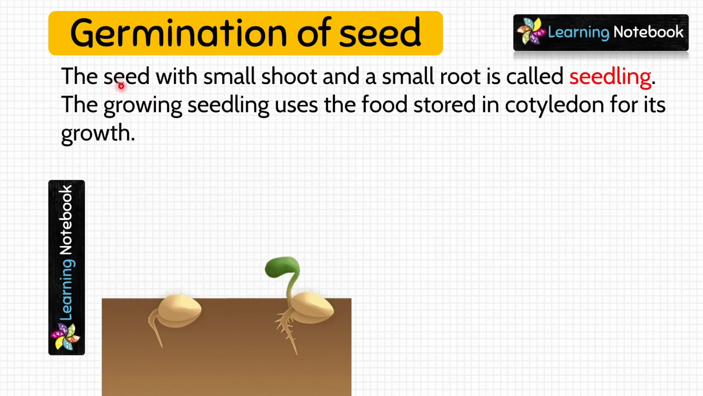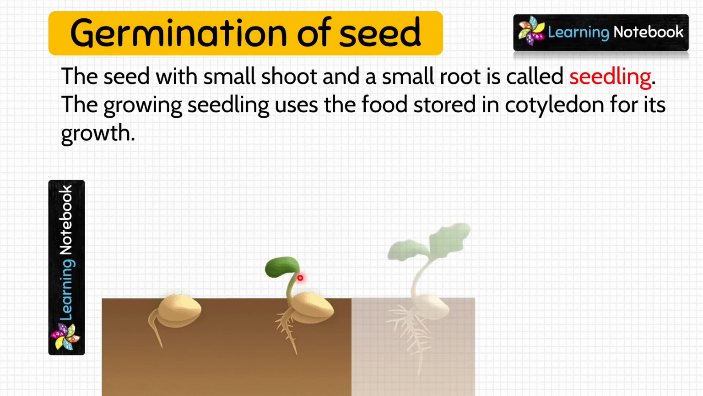And then the seed with a small shoot and a small root is called a seedling. So here, this is known as a seedling, the seed which has got a small shoot and a small root. This growing seedling uses the food which is stored in the cotyledon for its growth. So it is using the food which is stored here in this cotyledon for its growth.